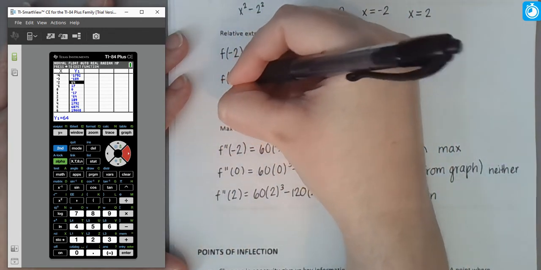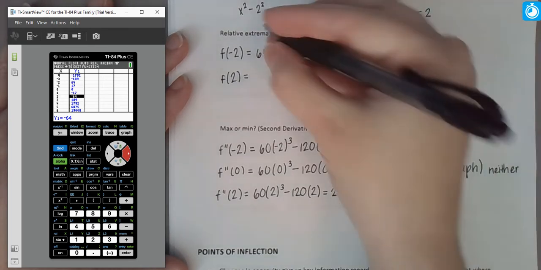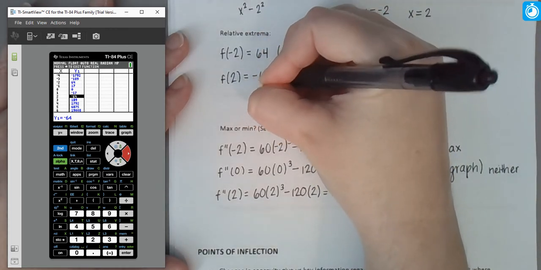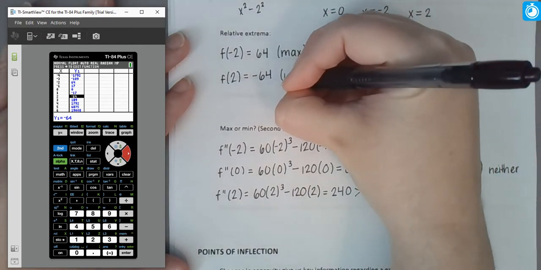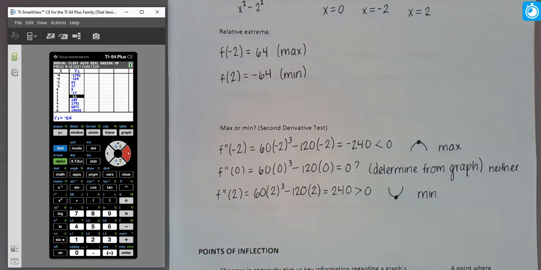Now f of +2, we decided that was a relative minimum. f of +2 is -64. Okay, so we have a function value of -64. So that is the relative minimum. Again, not necessarily the lowest point on the graph, but the lowest in relation to the points around it, specifically a valley located on that graph. Okay, so we've done a couple of examples using the second derivative test to classify our extrema.